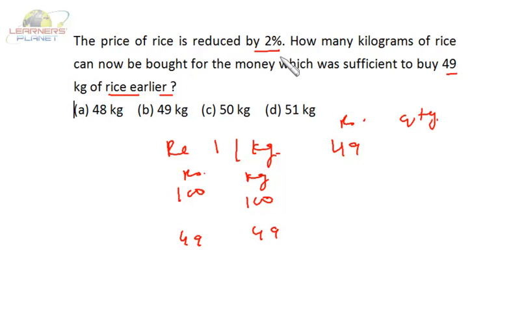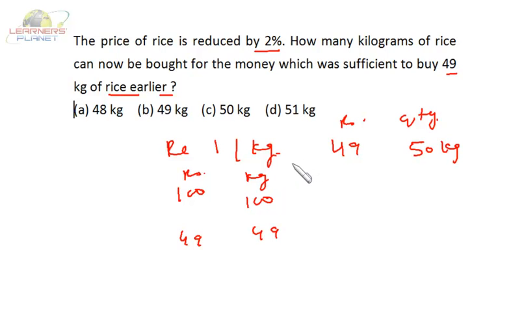Okay. Now price is reduced by 2%. That means the new price is 98 rupees for 100 kilograms. Okay. So 100 kilogram can be bought for 98 rupees. That means for 49 rupees we can buy 50 kilogram. Isn't it very simple? I just revised the entire problem for you since there is no paperwork required.